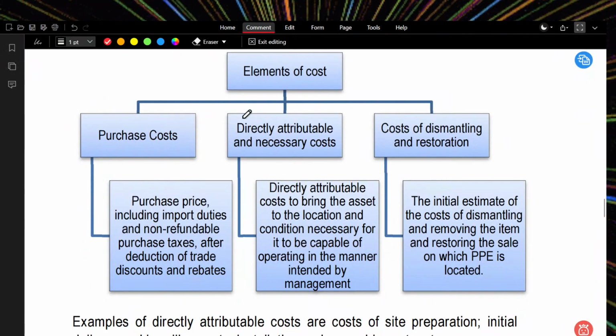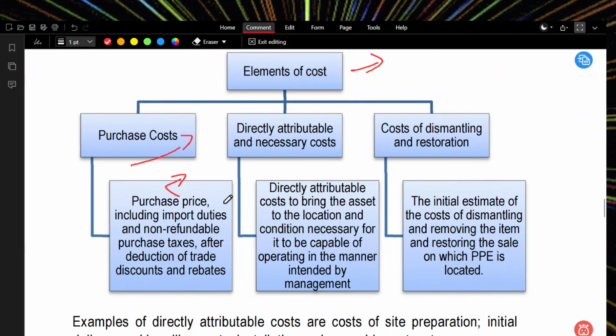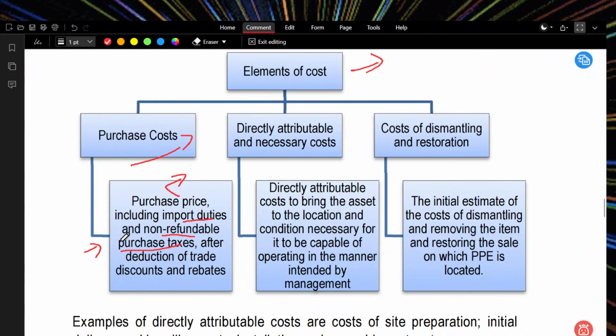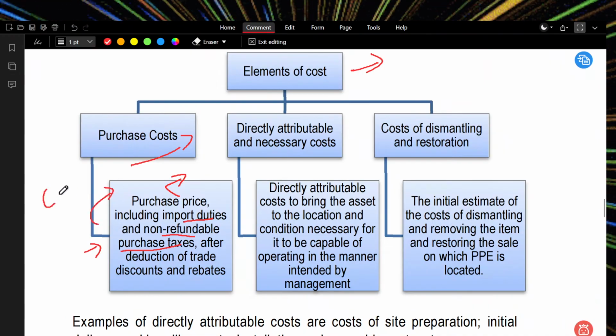Now comes the question: element of cost, purchase cost, purchase price. So the invoice here includes import duties and non-refundable purchase tax. If we pay GST that we're not going to take as input credit, that should be added to purchase cost. Customs duty should be added to the cost as well.